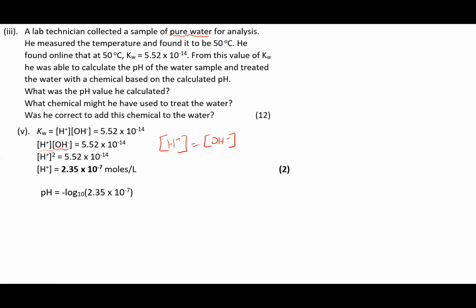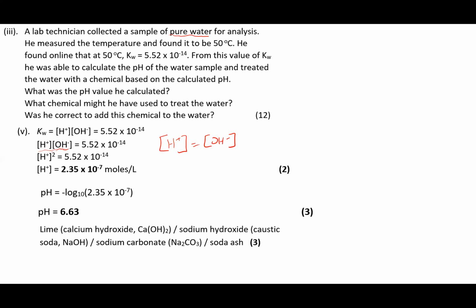Then you get the pH by getting minus log to the base 10 of the H plus concentration. And we get 6.63 is our pH of the water. So 3 marks there. What chemical might he have used? Well, it looks like it's a little bit acidic. So in order to raise the pH, he would have used lime or sodium hydroxide or sodium carbonate.